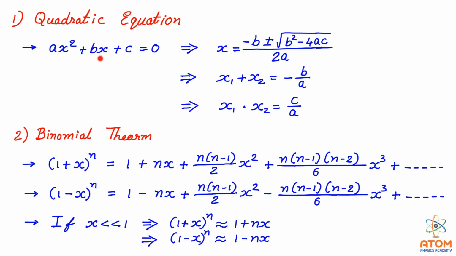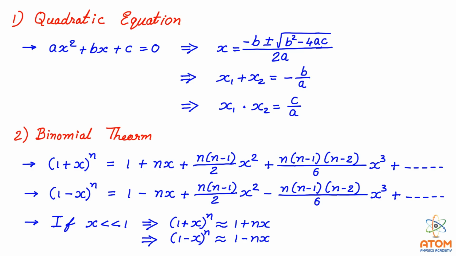Ax square plus bx plus c is equal to 0 type of equation is known as quadratic equation. Here x is variable, a, b, c are constants. So we can find out the value of this variable x by this equation: x is equal to minus b plus or minus under root of b square minus 4ac upon 2a. Obviously here there are plus and minus, that's why there will be two values of x.